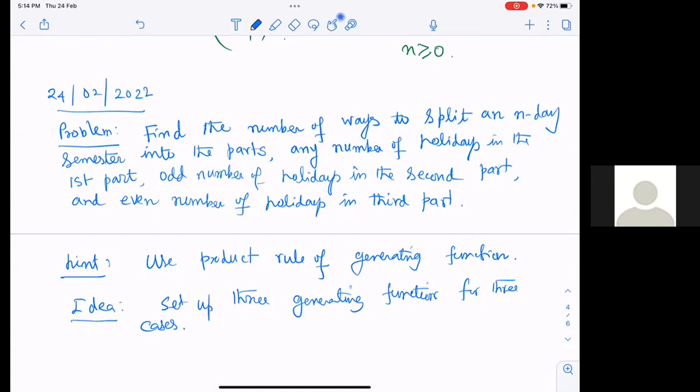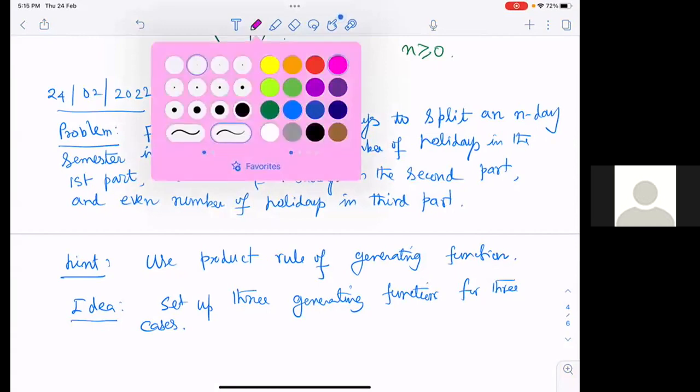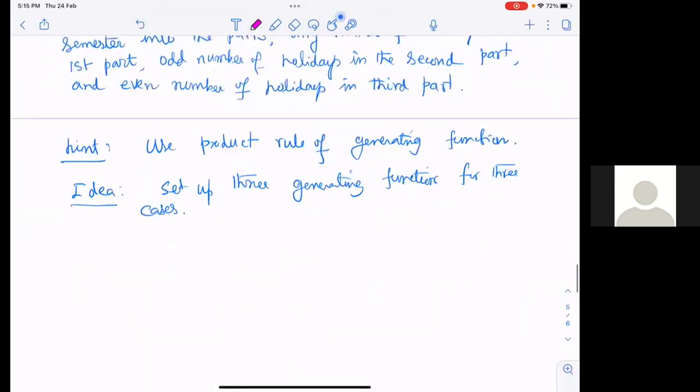Is there something in the chat? No, it is regarding the book. Okay, so let's see how. With this hint, can someone come up with an idea? How shall we approach this problem? So let's try to write a generating function for the first chunk.